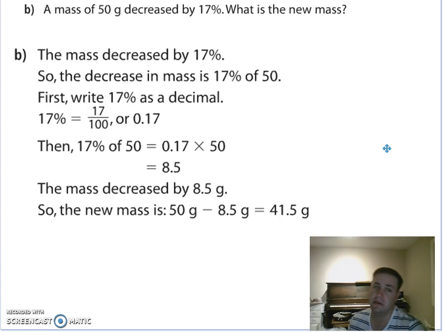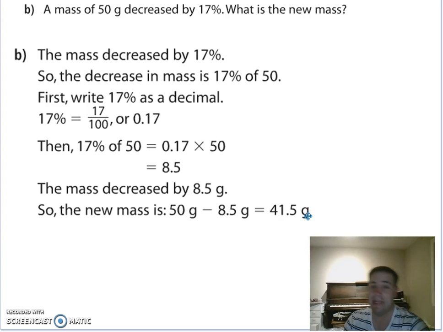So we have a decrease now. So the mass is decreased by 17%, so we can find 17% as a decimal. 17% equals 17 over 100, or if we wanted to do this out as a decimal, 0.17. Then what we're going to do is find 17% of 50, which is 0.17 times 50, which is 8.5. So the mass is actually going to decrease by 8.5 grams. It's important that we keep our units here too.